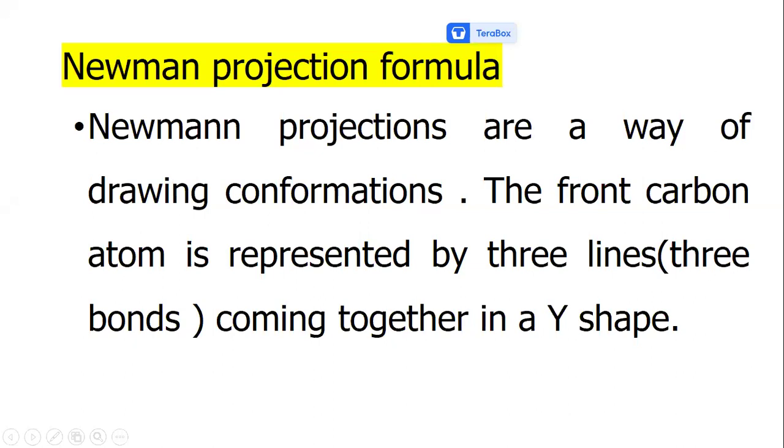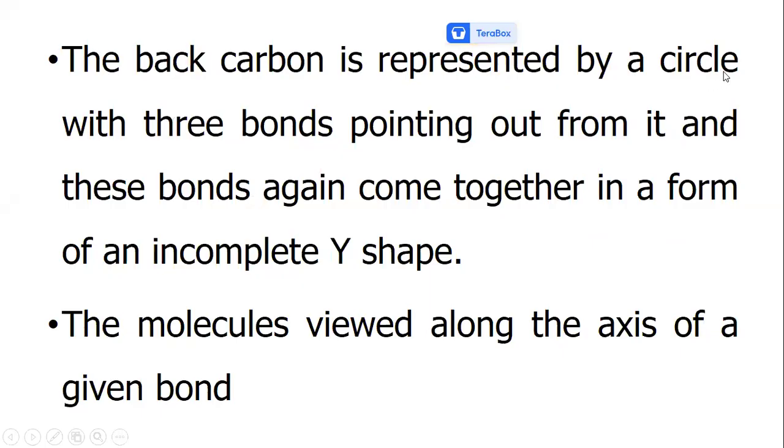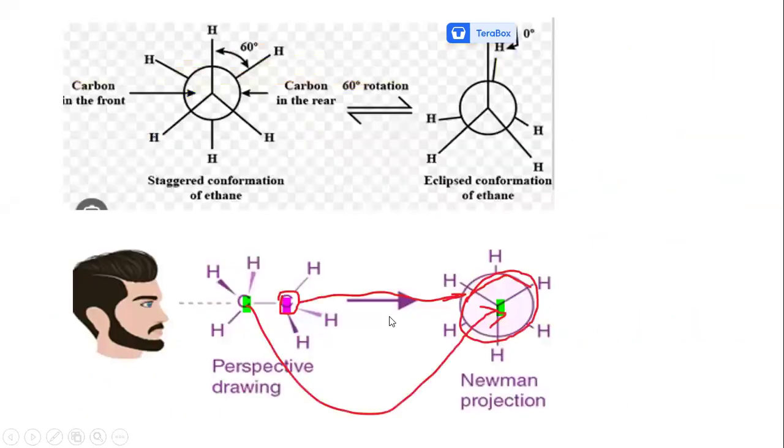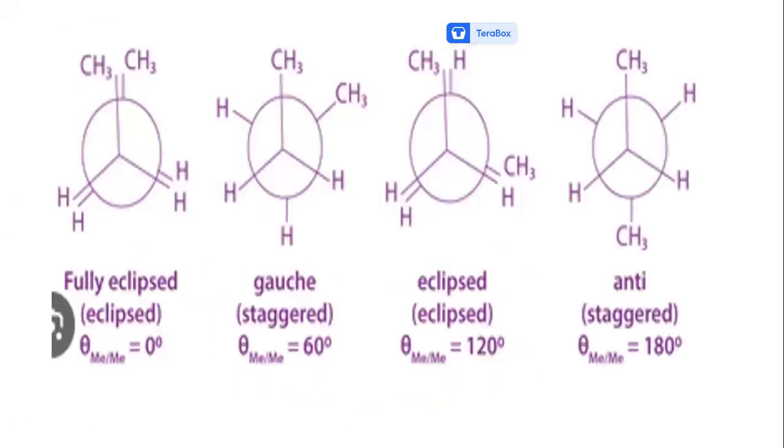Newman projection formulas are a way of drawing the conformation. The front carbon atom is represented by three bonds coming together in a Y shape. The back carbon is represented by a circle with three bonds pointing out of it, and these bonds again come together in the form of an incomplete Y. The molecule is viewed along the axis of the given bond. See, this is the molecule of ethane. This is the Newman projection formula. This is the front carbon, and this incomplete Y, that is the circle, is the back carbon. These are the Newman projection formulas.